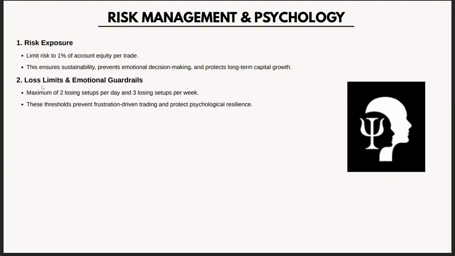So the next thing we're going to look at is the loss limit and emotional guardrails. So what do I mean by this? You want to take a maximum of 2 losing setups per day and 3 losing setups per week. So whenever you take 2 losing setups in a single day, you want to stop. And if the next day you open and you took another setup, just stop. Take the rest of the week to try to analyze and try to build your confidence back.